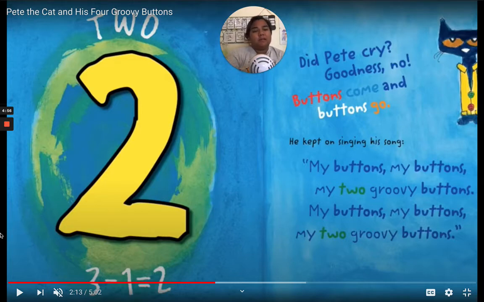My buttons, my buttons, my two groovy buttons. My buttons, my buttons, my two groovy buttons.